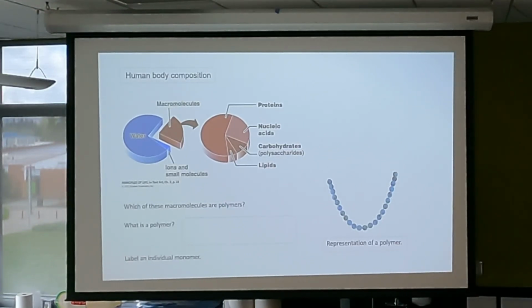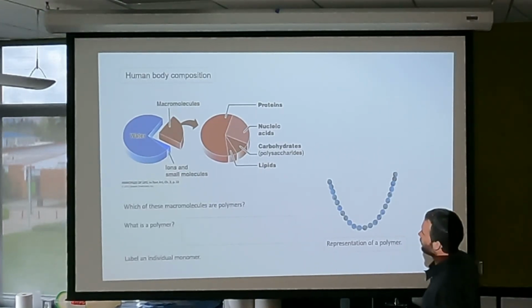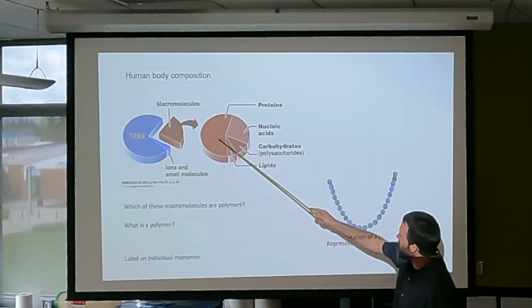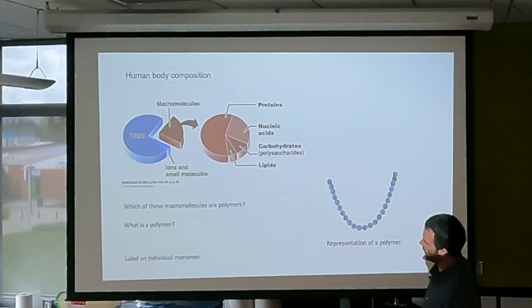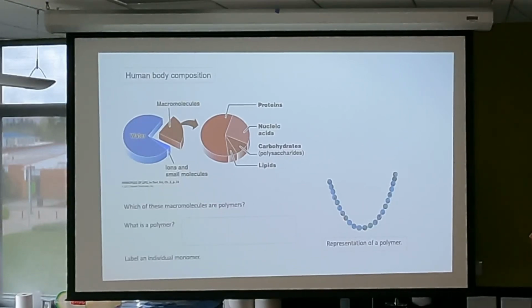There's DNA, deoxyribonucleic acid, and there's RNA, ribonucleic acid. And that's what we're going to talk about today. And then later on in the week, we're going to talk about proteins, carbohydrates, and lipids. So we're going to cover all of these macromolecules here.